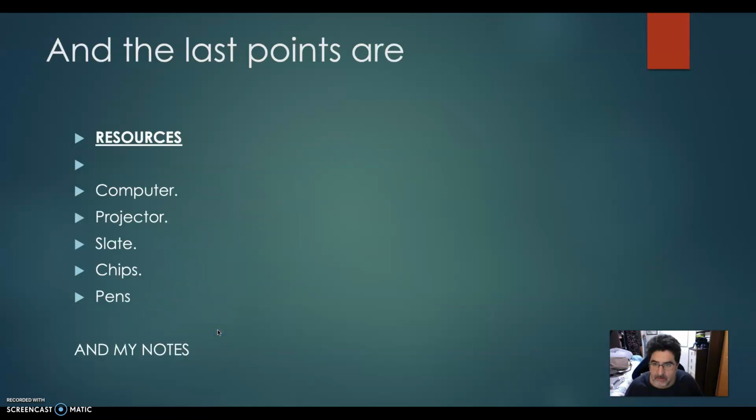And the last point is resources. The resources are computer, projector, slate, sheets, and pens, and my notes.